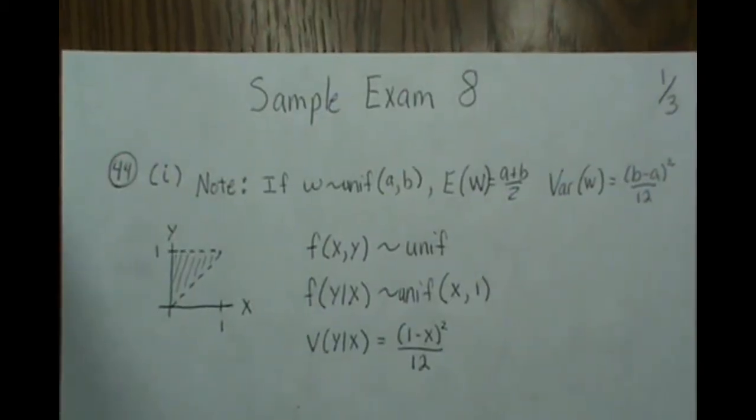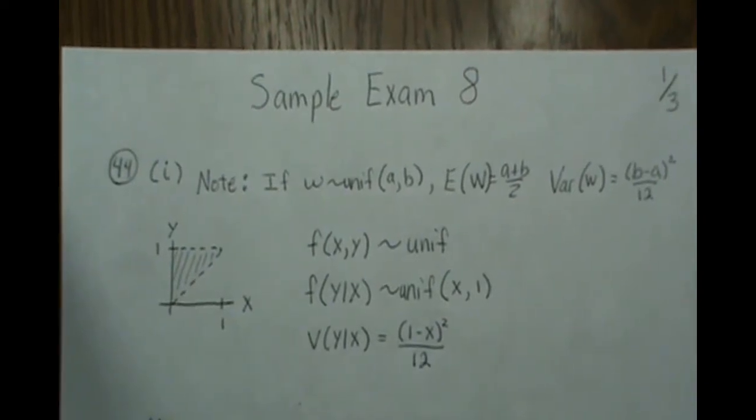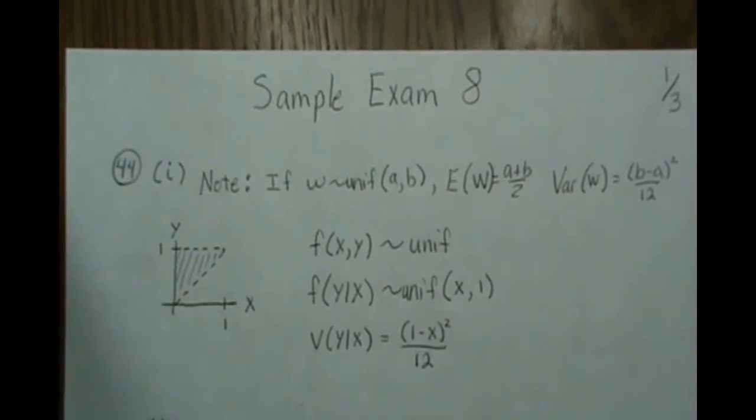Sample exam 8, problem number 44. Let X, Y have a joint density function f of x, y equal to 2 for x between 0 and 1. What is the variance of Y given X? Number 44, we're going to do this two different ways.